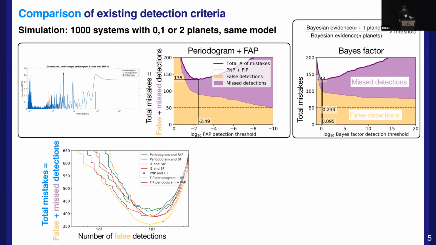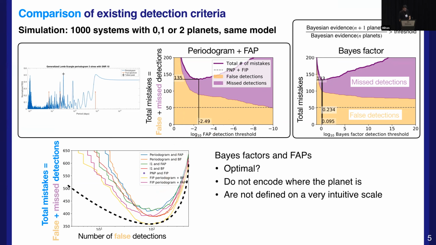So I have less and less false detections and more missed detections. So now if I want to compare the different methods, what I will do is to plot the total mistakes, so missed planets and false detections, as a function of the number of false detections. So for this particular level, I will have a certain number of both. Then if I increase my threshold, I will have fewer false detections, and so on. So, okay, Bayes factor and FAPs and other stuff. Can we do better? Could we have a curve which is lower than the best candidate so far, which is the Bayes factor plus the posterior distribution of variance?